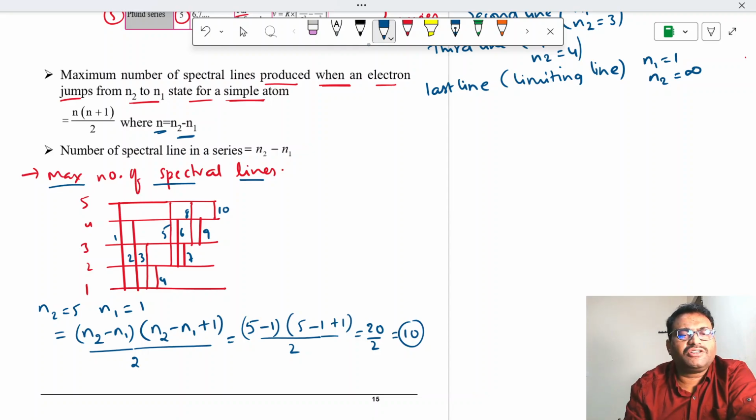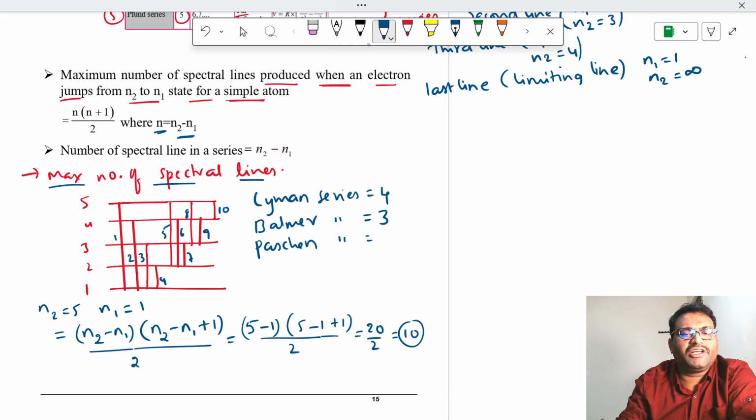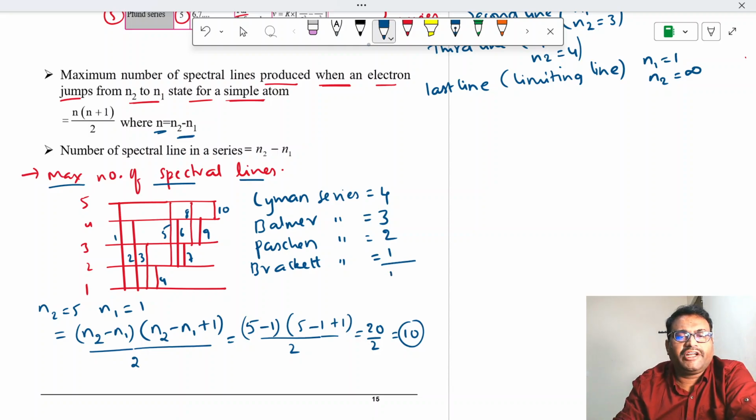In the examination, you can also be asked how many spectral lines there are in each series. Lyman series: 4 lines. Balmer series: 3. Paschen series: 2. Brackett series: 1. Pfund series: no spectral lines. So totally, 10. Got it?